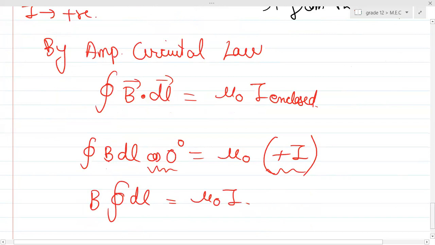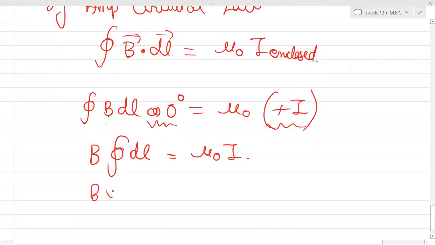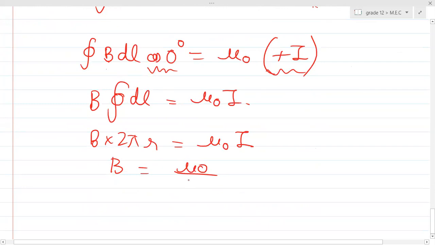What is the integration of dl? 2 pi r. So 2 pi r will be equal to mu naught into I, and from here B will be equal to mu naught by 2 pi into I by r.